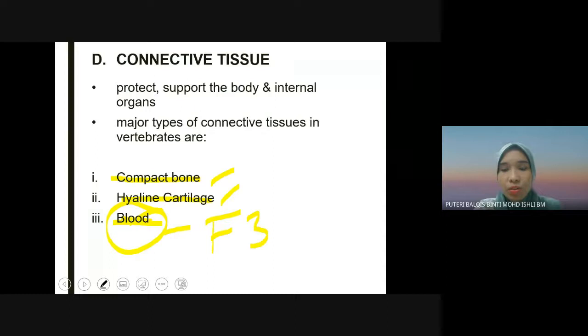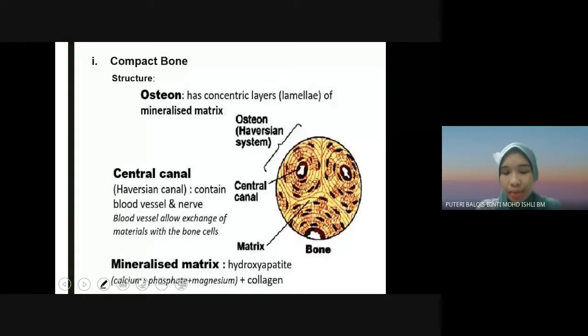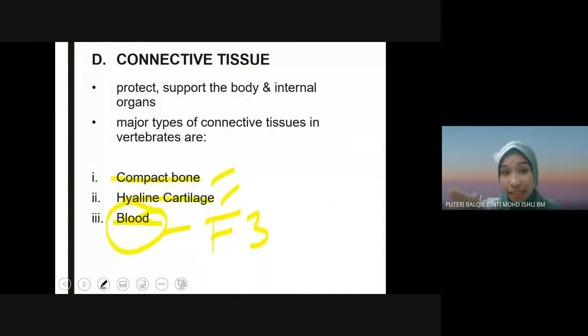Mungkin saya akan discuss ni minggu depan. Awak baca dulu connective tissue ni: compact bone, hyaline cartilage and blood.